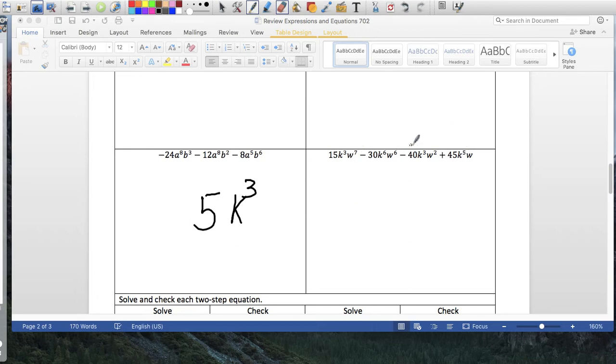W7, W6, W2, and just W. The smallest of them, the one with the lowest exponent, is just this W, and that's what comes out. Now you have to figure out what's going inside.